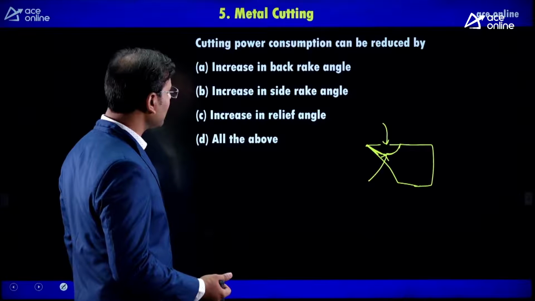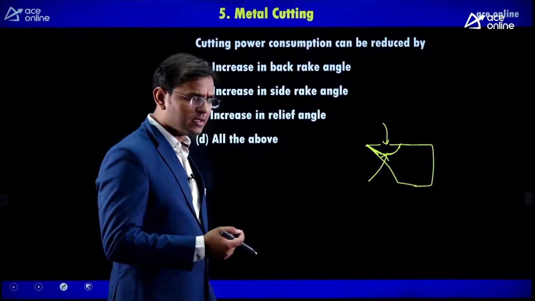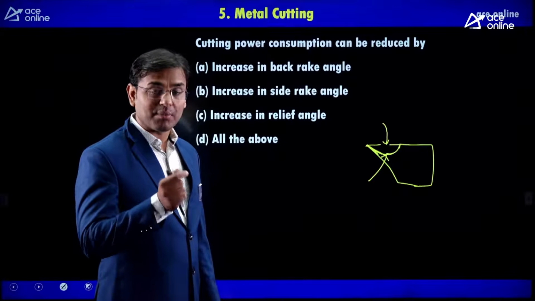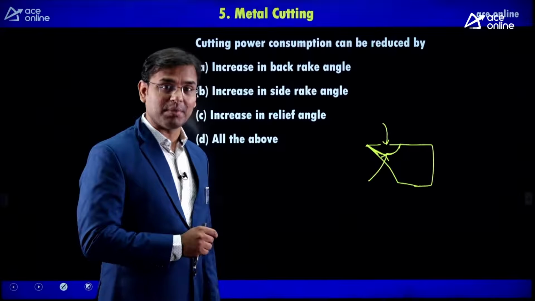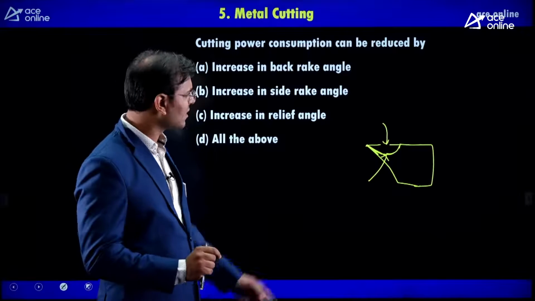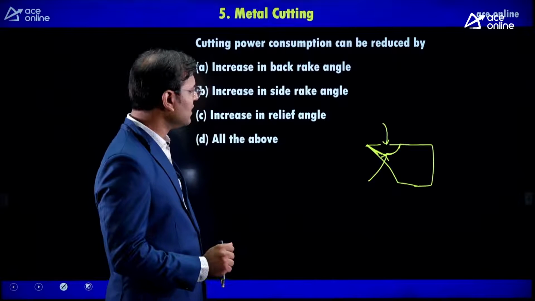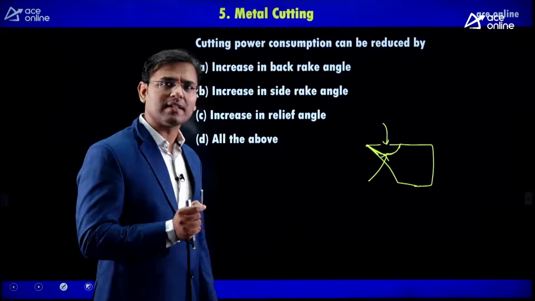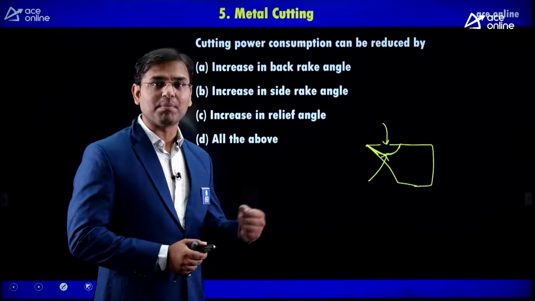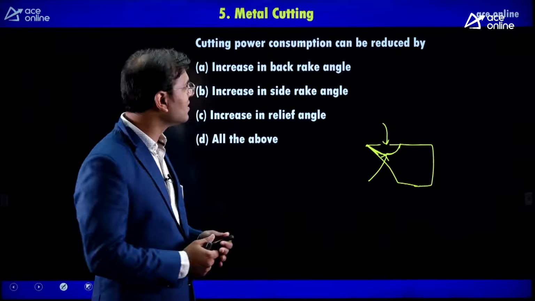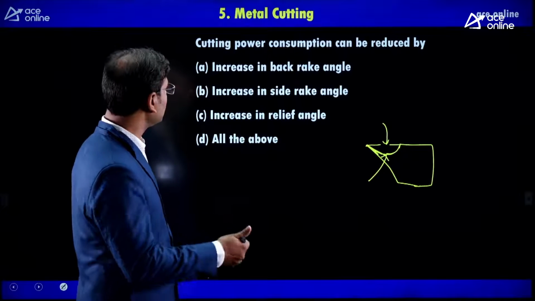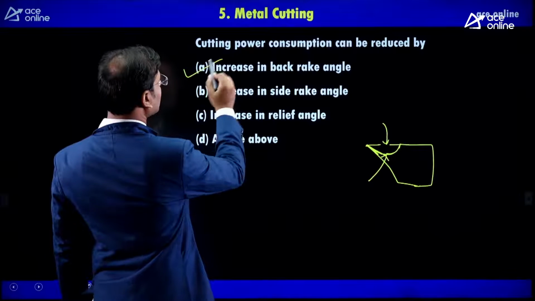Then if you are going to increase the back rake angle, the tip of the tool is going to make contact with the workpiece, and the contacting area of the tip of the tool and workpiece will be less. If that contacting area is less, then definitely the forces are less. And if the forces are less, the power consumption, meaning electricity consumption, is also less. Then to reduce the power consumption, it is always better to increase the back rake angle.